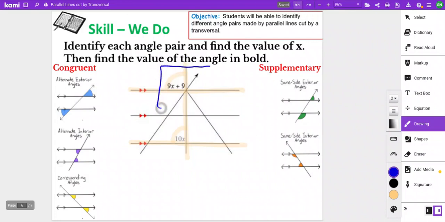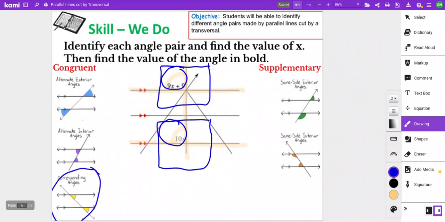As you can see, it's grouped into 2 groups. And if you use the coordinate of both groups, they would both be on the top left-hand side. They're both right here. When that's the case, we are looking at corresponding angles. Corresponding means they have the same coordinates. They're both on the top left. They correspond. Corresponding angles are congruent, therefore we set them equal to each other.